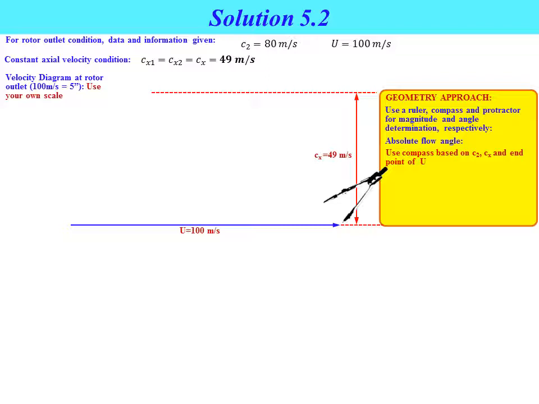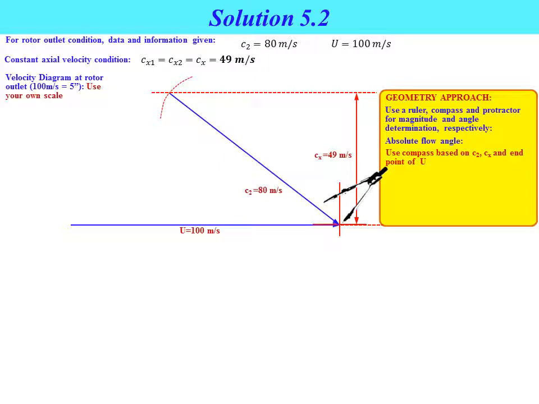Okay, then after you set the compass at the correct distance, you need to draw a circle from the endpoint of the u vector, as shown in the slide. From the line constructed by using the compass, you can obtain the intersection point of the circle with the upper limit line of the axial flow velocity line.